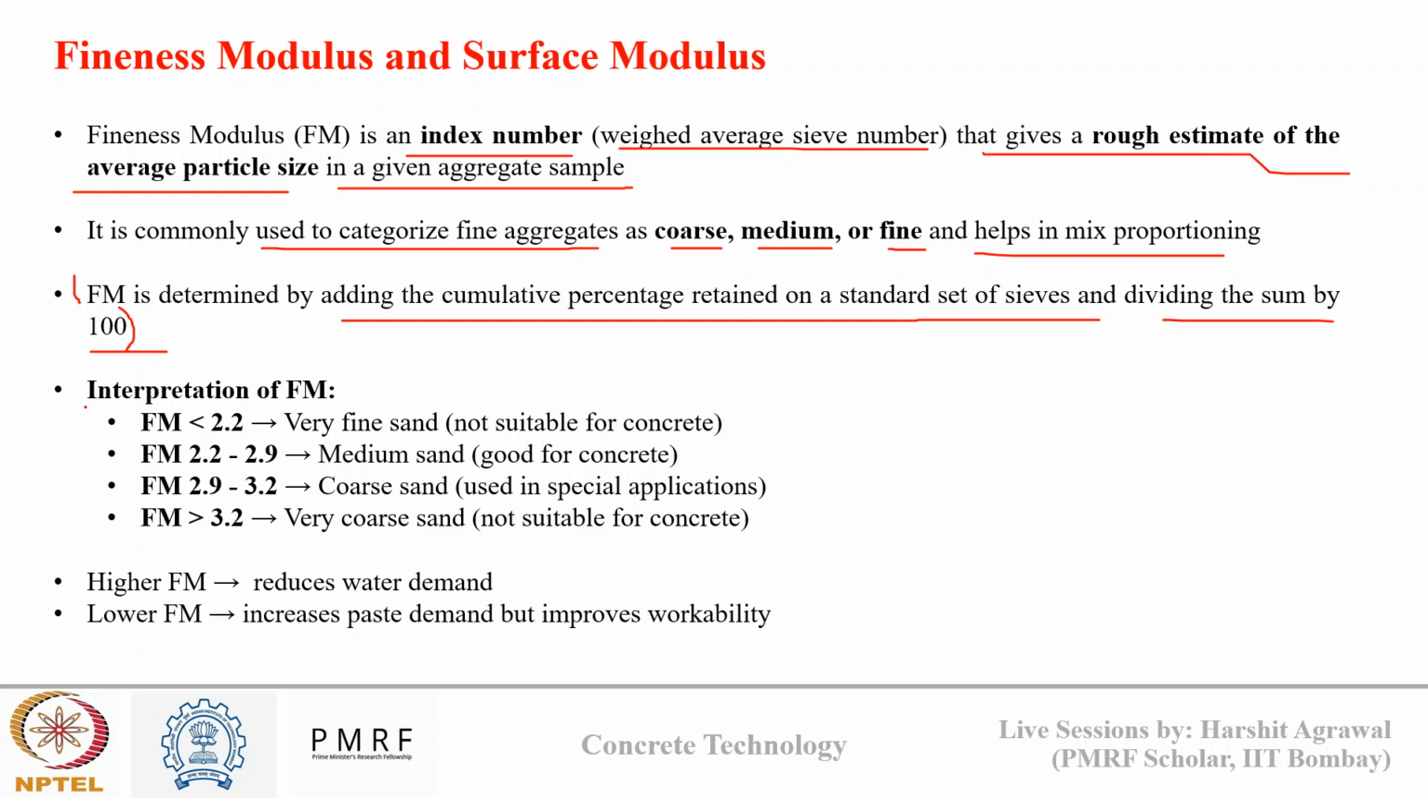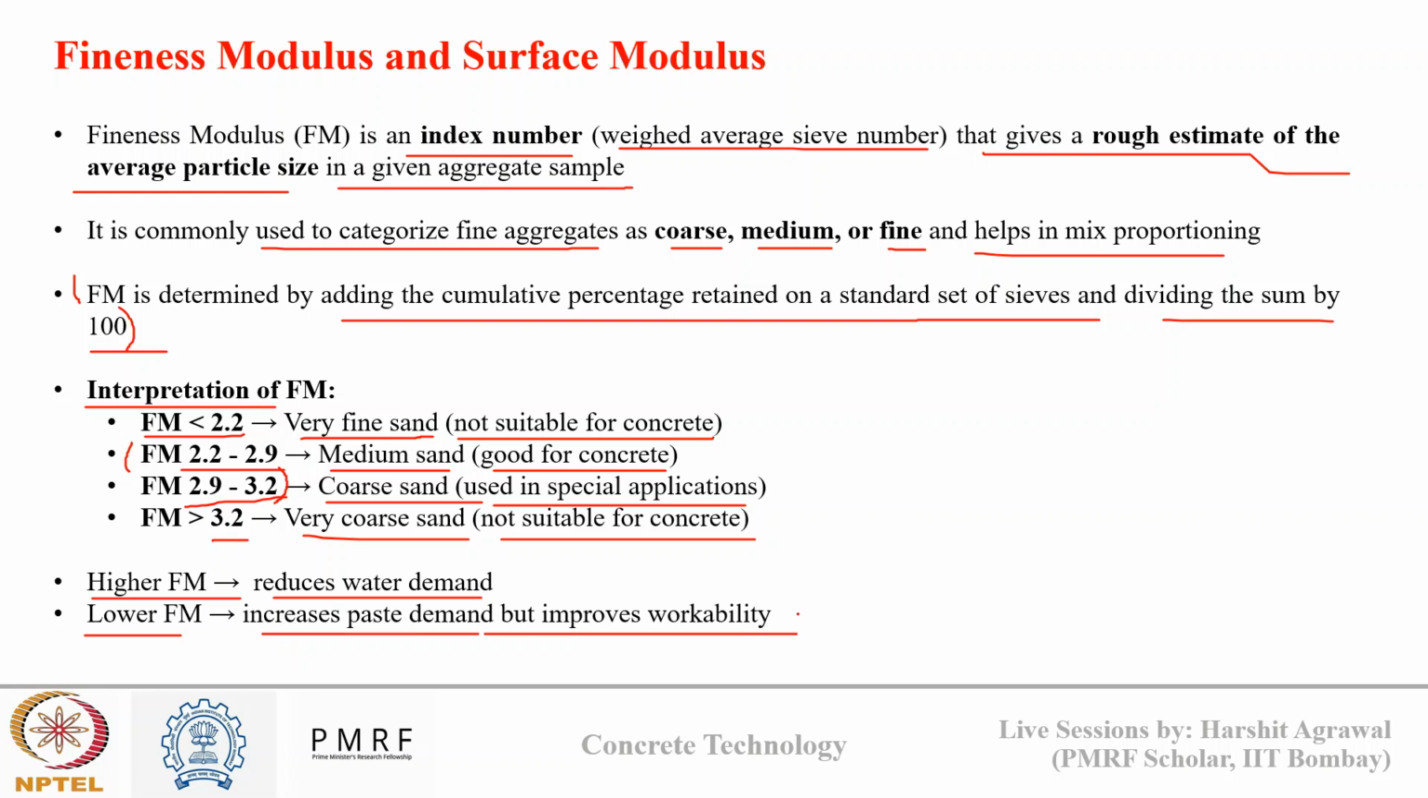And how do we interpret the result? We interpret it in terms of the value that we obtain. If my fineness modulus is less than 2.2, I say it is a very fine sand, which is generally not suitable for concrete. If it is between 2.2 and 2.9, we say it is a medium sand, which is good for concrete. 2.9 to 3.2 is coarse sand, which is used for special applications, and above 3.2 it is very coarse sand, which is again not suitable for concrete. So my fineness modulus should generally lie in this range. Higher fineness modulus reduces the water demand, while lower fineness modulus increases the paste demand but also improves the workability.